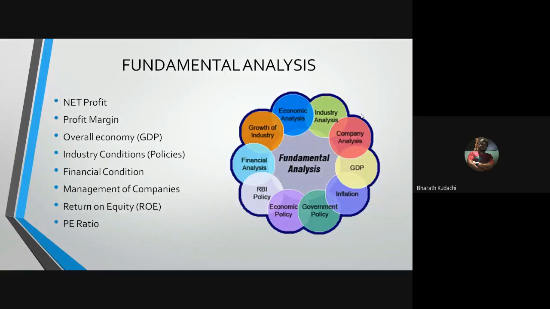Then return on equity, that is ROE, it is a ratio. Then PE ratio. What is a PE ratio? That is the price to earning ratio. It is basically used to evaluate the current share price of the company. So I told you about n number of parameters that an investor looks for. Not only these, there are different parameters also. When I'll be covering the fundamental analysis sections, I'll tell you exactly what the parameters are.